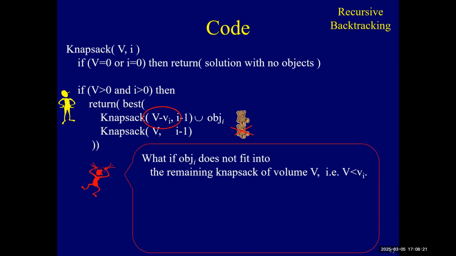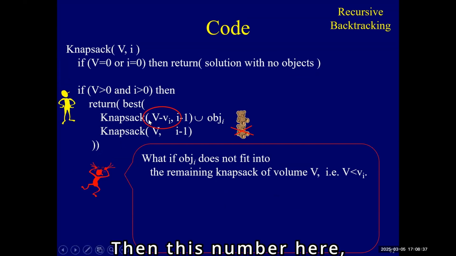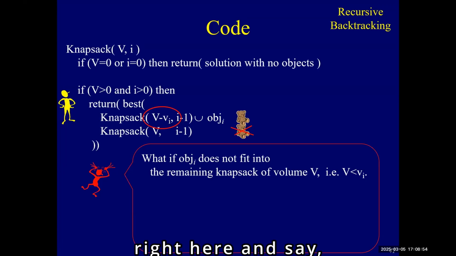All right, so here's a little thing where I'm being silly, but it shows you some silly things that you can do. All right. So what happens if the bear doesn't fit? Right. Then this number here becomes negative. So you could very well test it right here and say, if the bear doesn't fit, don't do this example, right? You could do that.